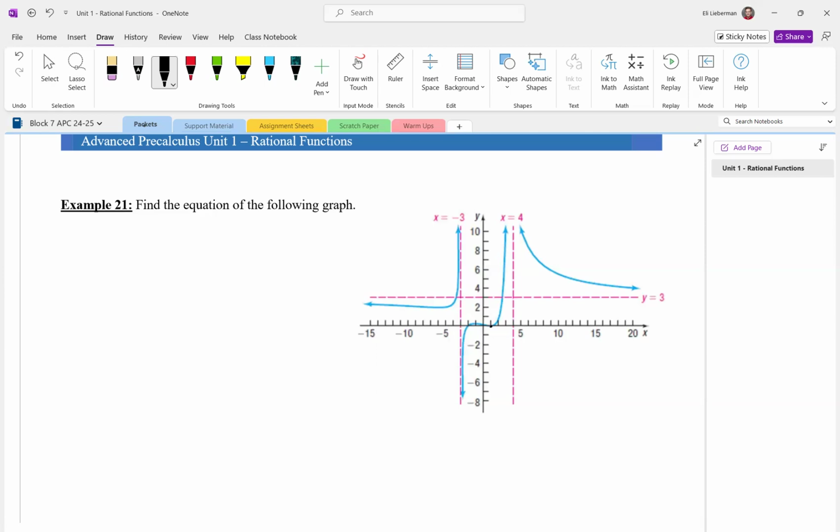Okay, what's the thing you need to notice before you start building this function? Asymptotes. Specifically, we have two vertical asymptotes, which you're going to find in the denominator. How do you know it's a rational function? Because it has a vertical asymptote. So there's going to be a numerator and denominator, and a couple of factors in the denominator.